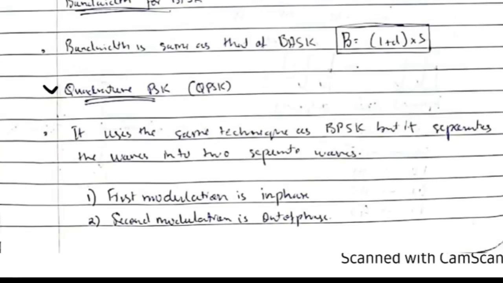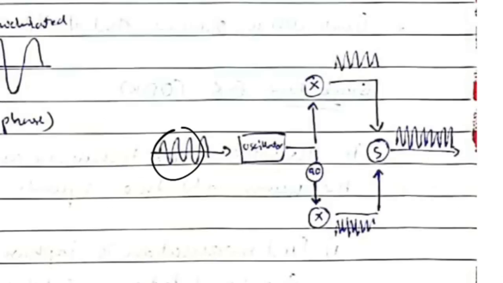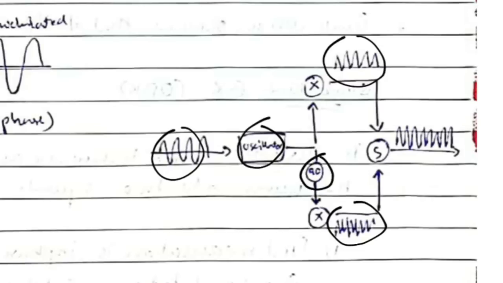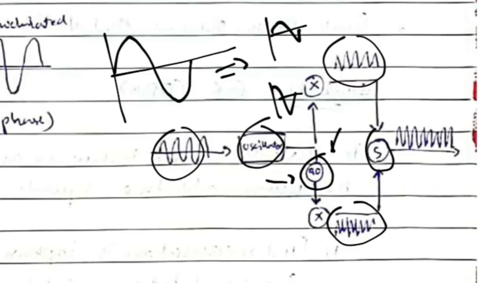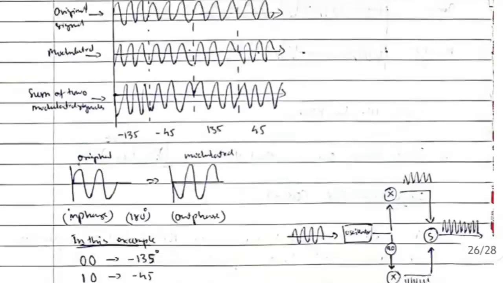The second type is quadrature PSK. Here we will have 2 separate waves. We are separating the main wave into 2 parts. By an oscillator we will be separating into a first part and a second part. In the second part there will be a phase shift of 90 degrees. And at last the wave will be rejoined. So let's see the process that is used.